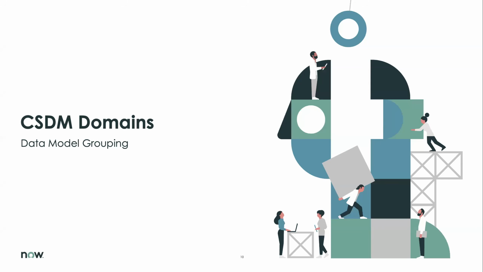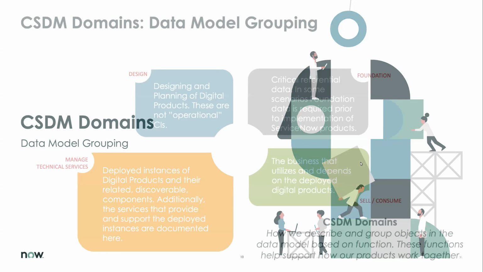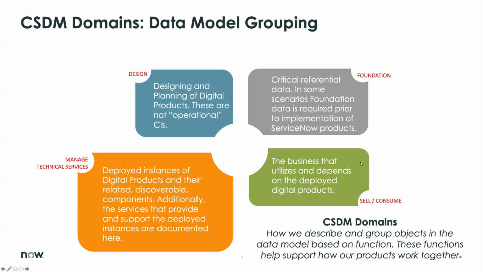So that said, for those of you who are familiar with the Common Service Data Model, you know that with the 3.0 release, we introduced the foundation domain into the concept of the Common Service Data Model. So we have the 4 domains that represent how we group data inside of the data model. And when we look at how we function, we think of a lot of our activities based off of a design, build, run type of flow inside of our organizations.